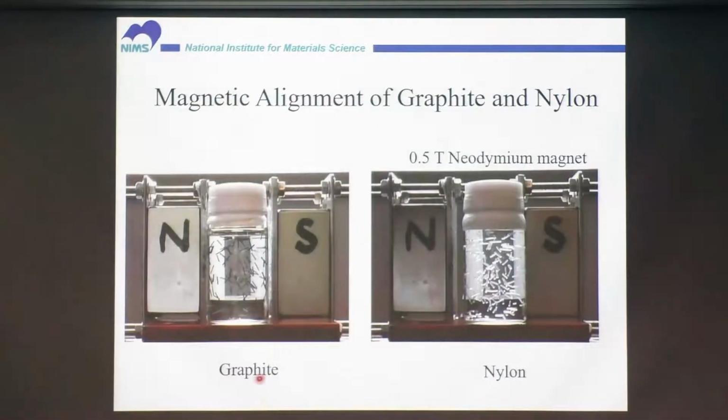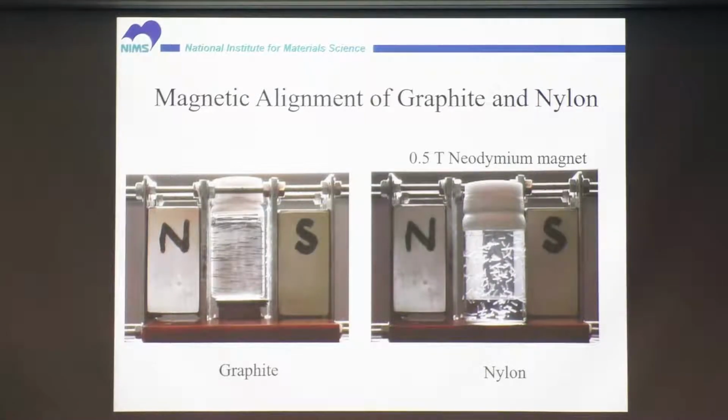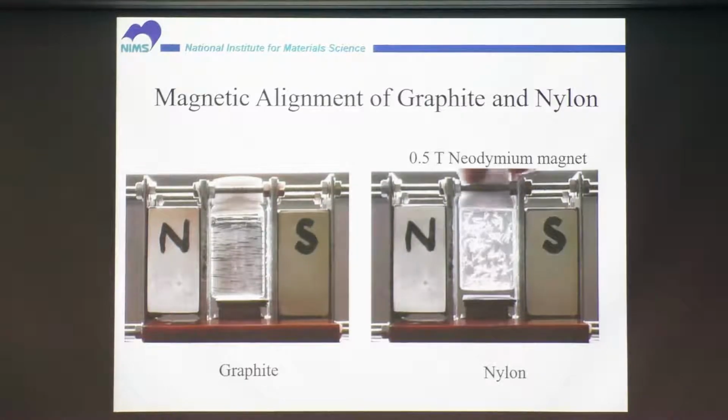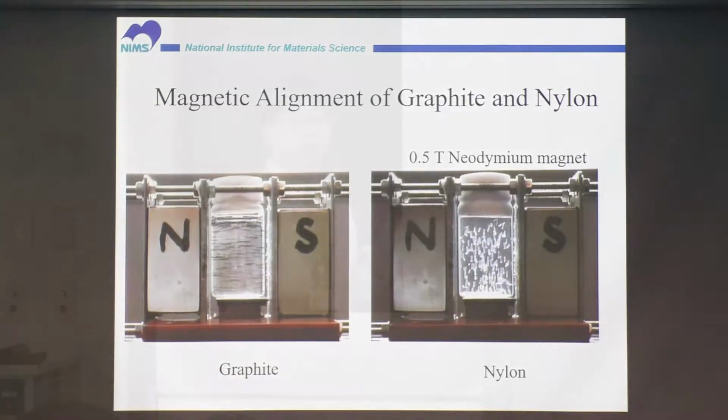The next slide shows an example of how particles are oriented in a strong magnetic field. This is just a demonstration using graphite as pencil lead and nylon fishing line. This graphite or pencil lead is dispersed in a liquid whose density is close to graphite, so it seems to be very well dispersed like that. In the case of nylon, the direction of the orientation is different. Like that. So by applying the external magnetic field, we can control the orientation direction of the particles.